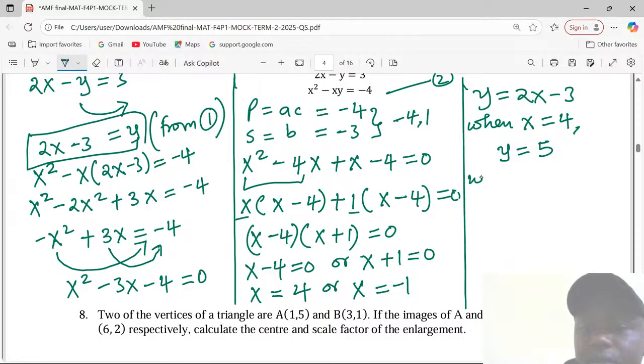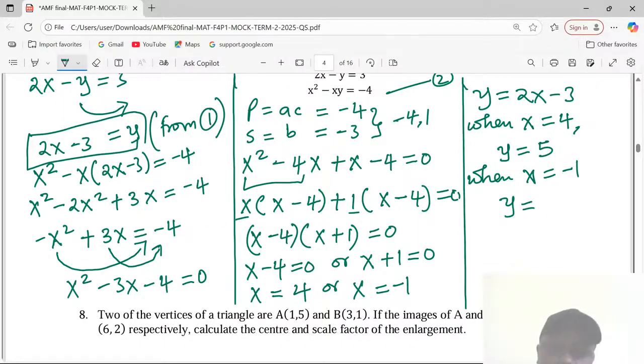Then, when the value of x equals negative 1, what shall be the value of y? The value of y shall be 2 multiplied by negative 1, we get negative 2. Then minus 3, we get negative 5. So there are 2 values of x and 2 values of y. When x is 4, the corresponding value of y is 5. When x equals negative 1, the corresponding value of y is negative 5.